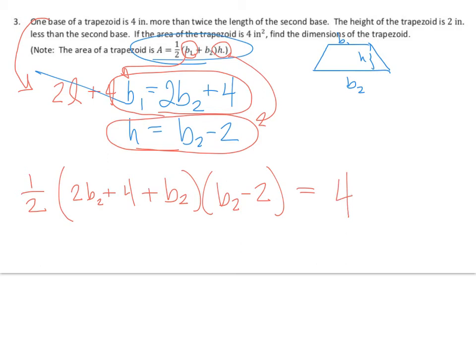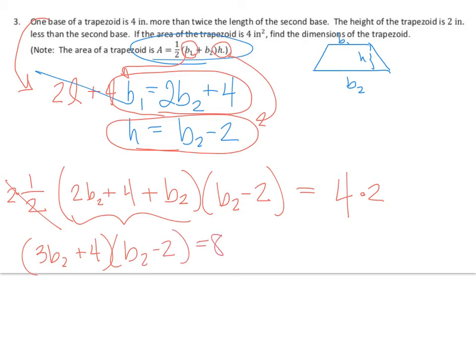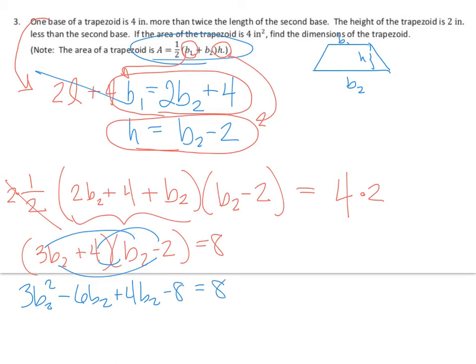All right, let's do some simplification. I'm going to go ahead and get rid of that 1/2. I think I'm going to multiply both sides by 2. That seems to be the best thing for me to do. Okay, so collect like terms. Base 2 plus base 2 is 3 base 2 plus 4, times base 2 minus 2 equals 8. Go ahead and FOIL. 3 base 2 squared minus 6 base 2 plus 4 base 2 minus 8 equals 8.